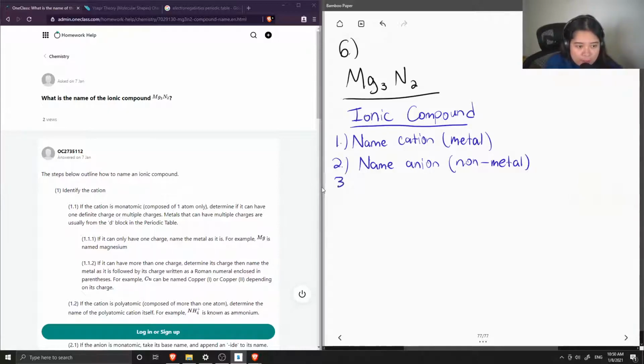And then if it applies, we would also state the oxidation state of our metal. You can also specify oxidation state.